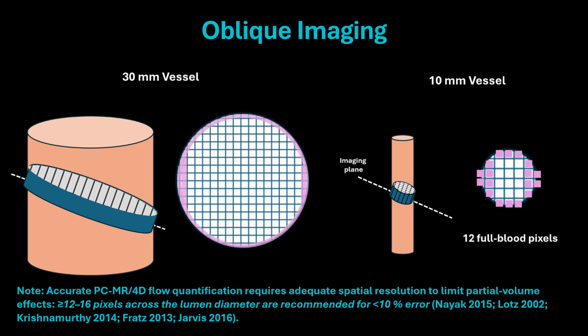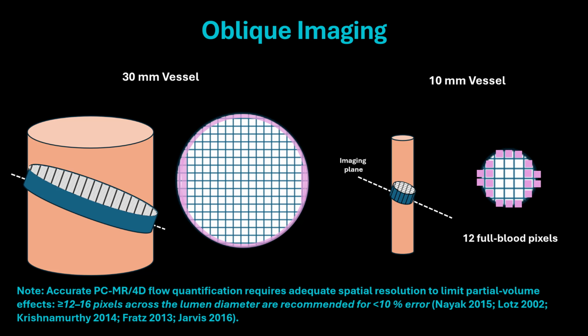Now tilt the imaging plane. The large vessel still contains many fully blood-filled pixels. The small vessel does not. In this example, that number drops to 12. And this is the key point. With obliquity, you don't just change the apparent area, you lose fully sampled blood pixels.